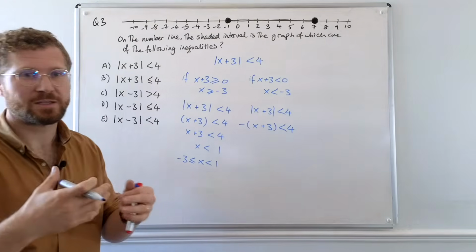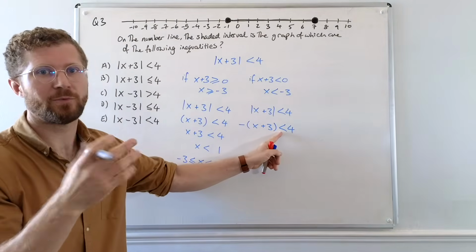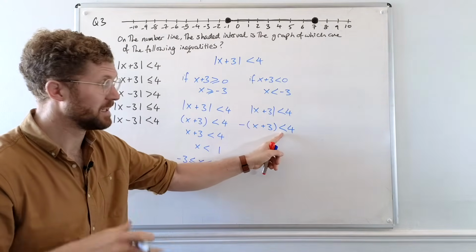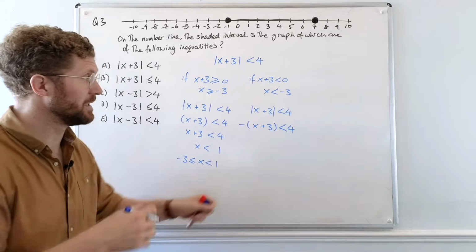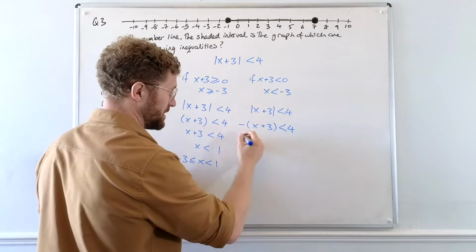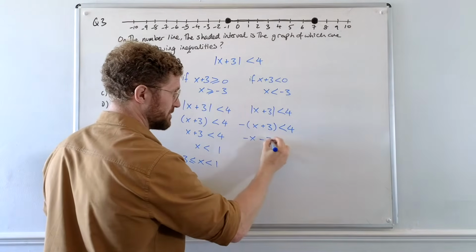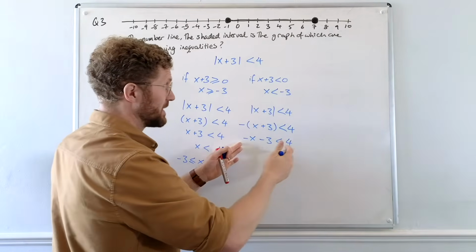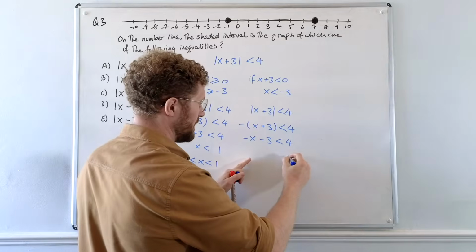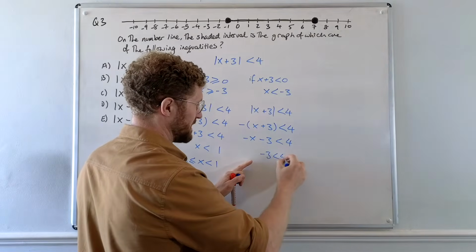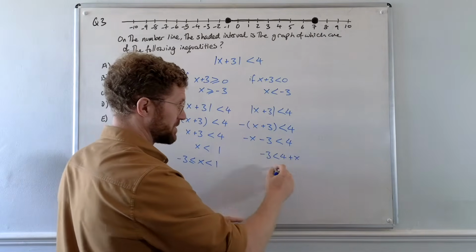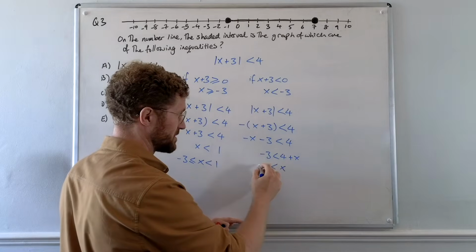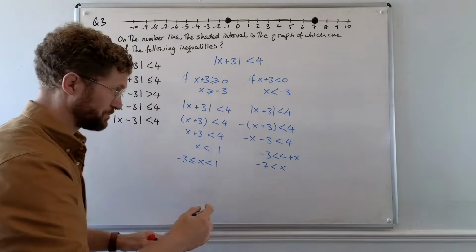And the reason for doing it this way is it means that I don't have to remember whether or not I'm flipping my inequality sign. I can just keep it the same way around. Now I can go through this question, multiply out the parentheses, so -x minus 3 is less than 4. I'm actually going to take the x to the right hand side here and say, well, that makes -3 less than 4 plus x, and then subtract x from both sides, so x is greater than -7.